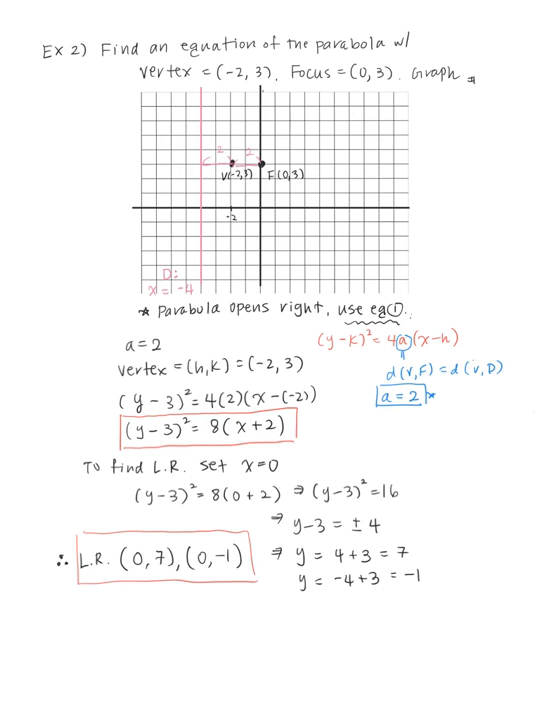So let's plot those points. 3, 4, 5, 6, 7. So this is LR, and this is also LR. Okay, so finally we can connect those dots and draw our final graph. And here we have it.